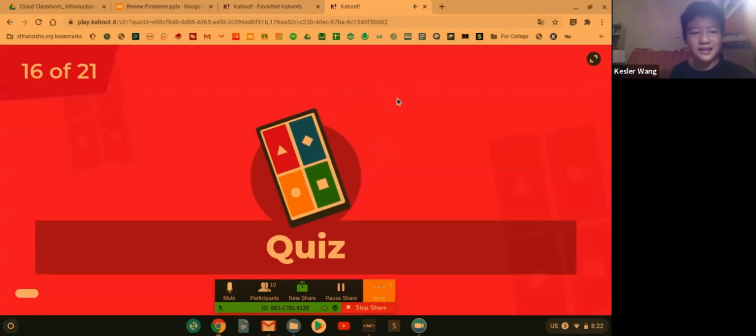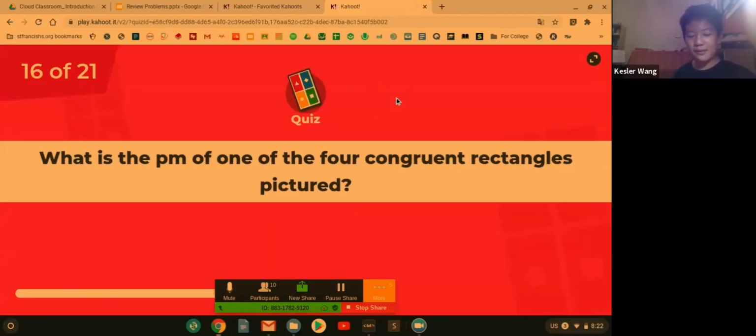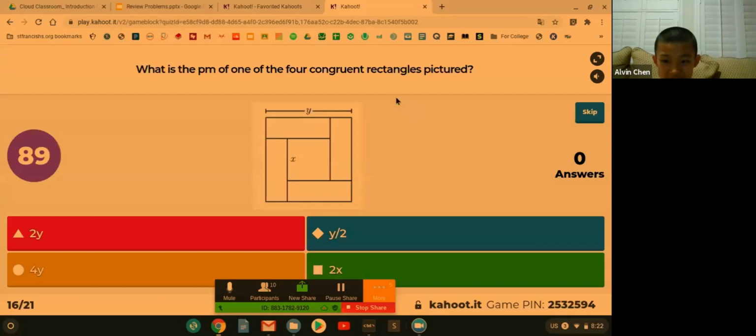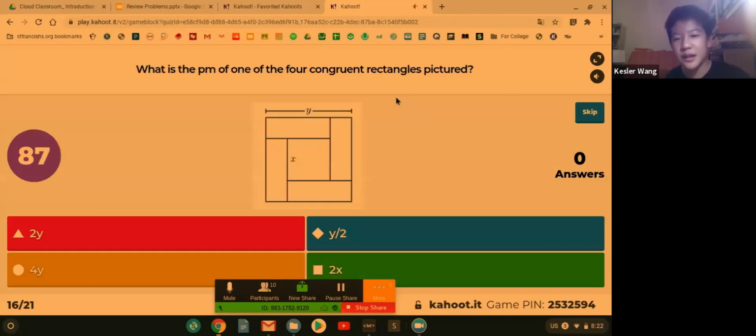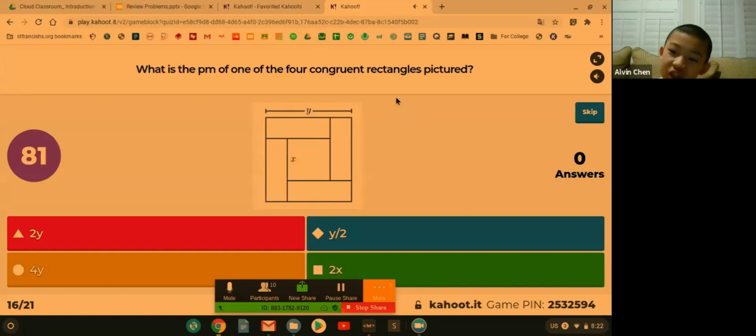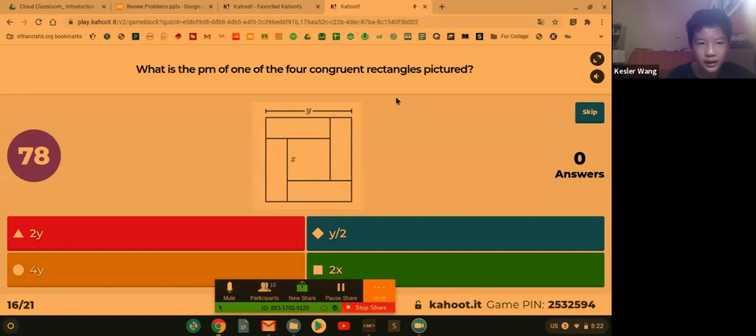Wow, how am I still at 3,542? Wow, how am I still second place? What is the perimeter of one of the 4 congruent rectangles pictured? 2y or 4y? Y over 2? No. What is the perimeter of one of the 4 congruent triangles pictured?